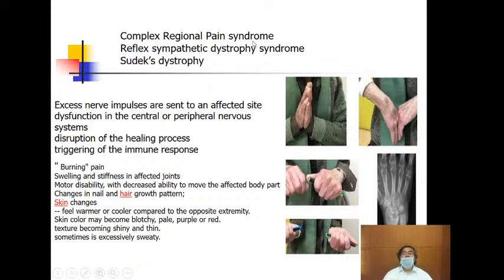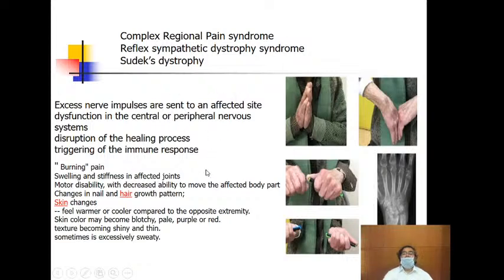As the name itself indicates, it's a very complex thing and nobody knows clearly why and how it happens. It's otherwise known as reflex sympathetic dystrophy syndrome. As the name indicates, it comes as a reflex thing, there is involvement of the sympathetic system, and there will be some dystrophy. So there are more than a few things added in this, that's why it's a syndrome.